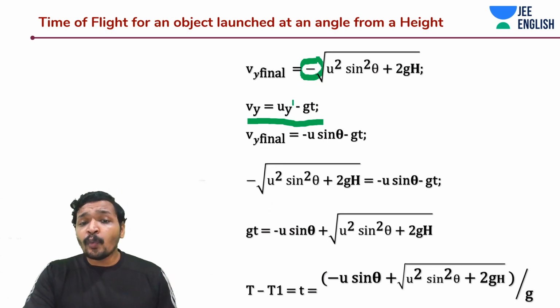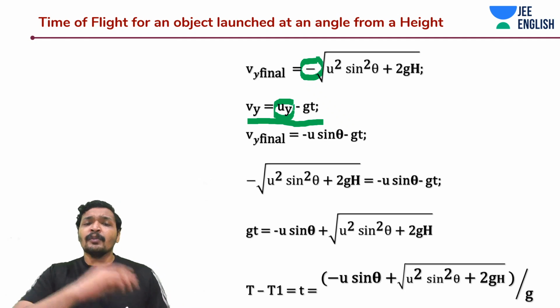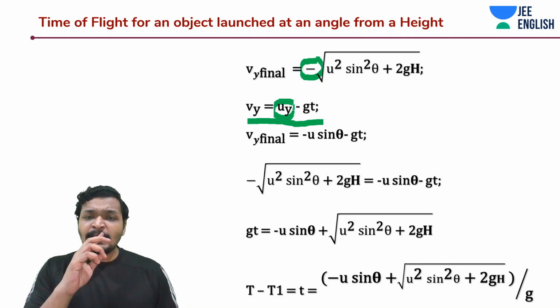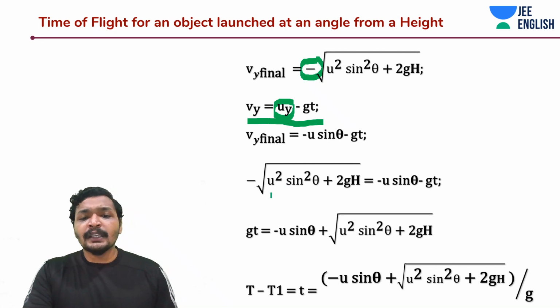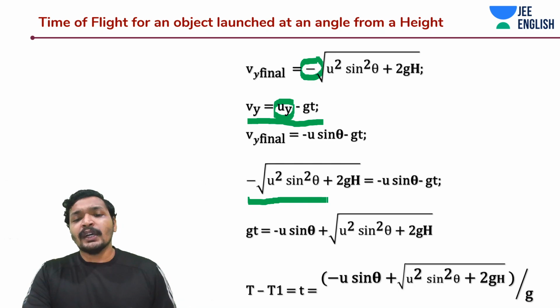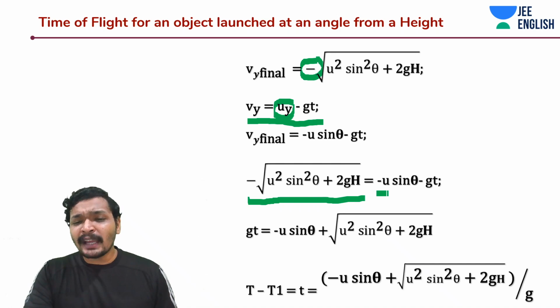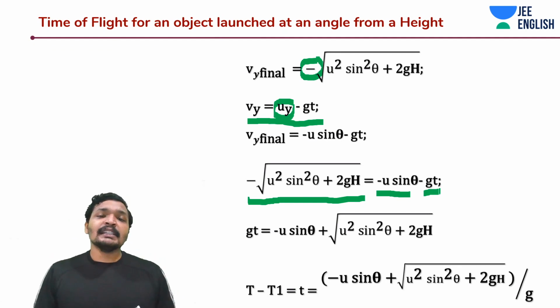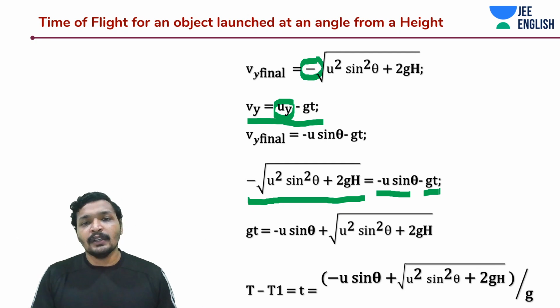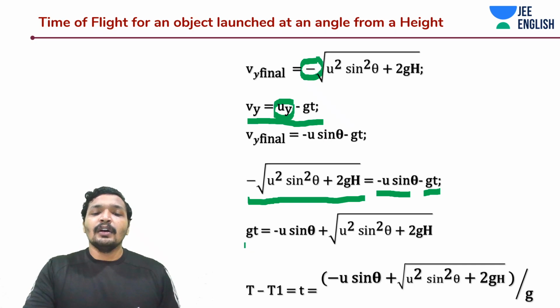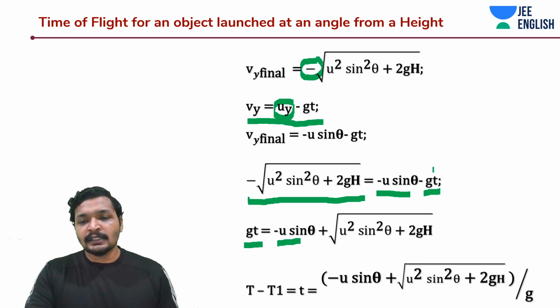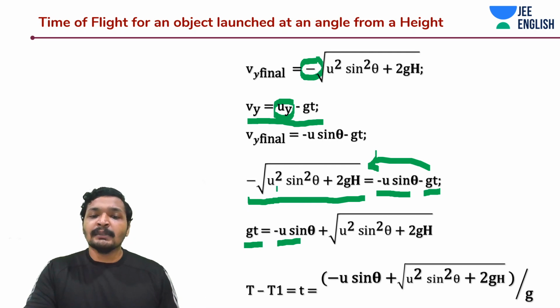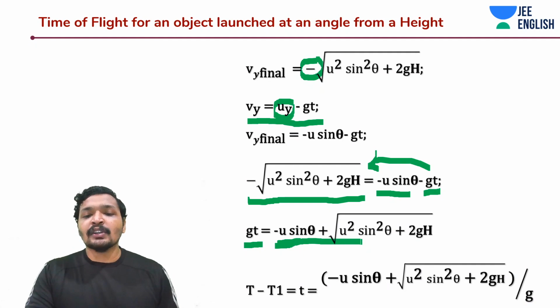Here uy, we are talking about the rest of the motion once it has reached that level plane in the vertical direction. So that would be minus under root u square sine square theta plus 2gh equal to minus u sine theta minus gt. This minus gt is standard, and in this case we are finding only the time of flight for the rest of that motion. So gt is equal to minus u sine theta minus, if I take this g to the other side it will become positive, and similarly if I take this Vy to the other side, the magnitude will become positive. So it would be minus u sine theta plus under root u squared sine square theta plus 2gh.